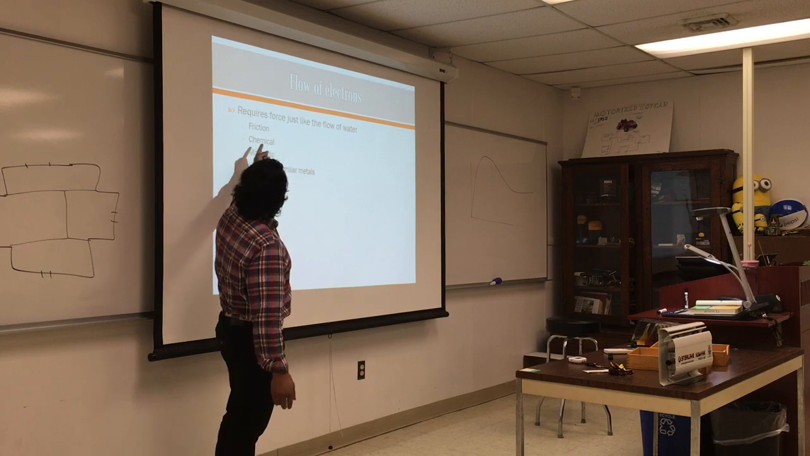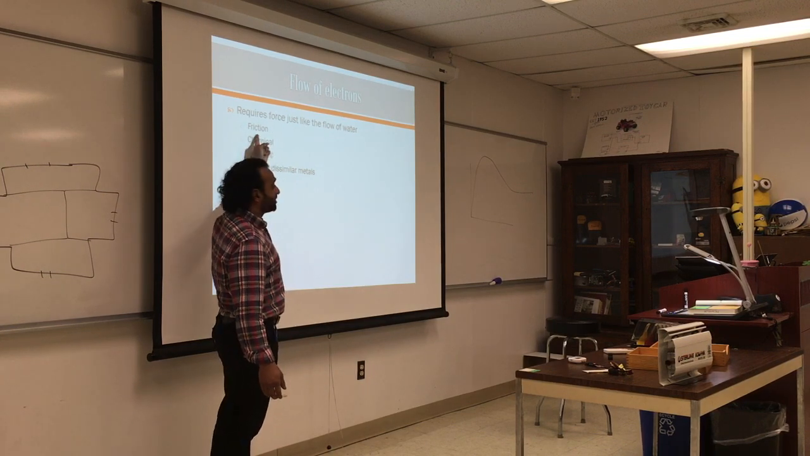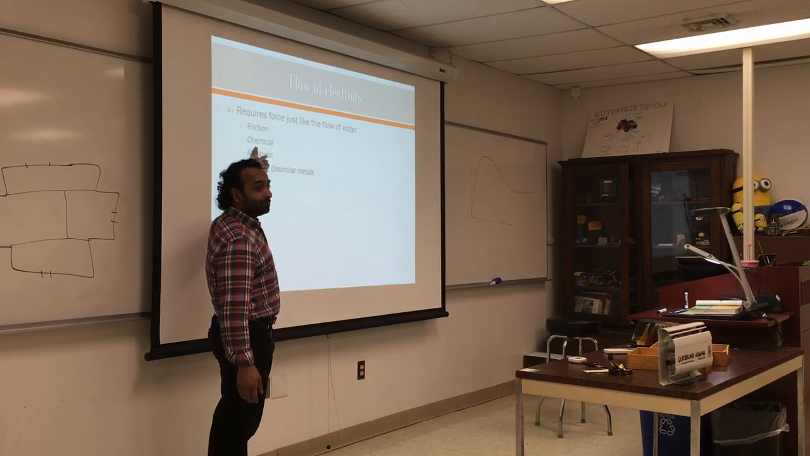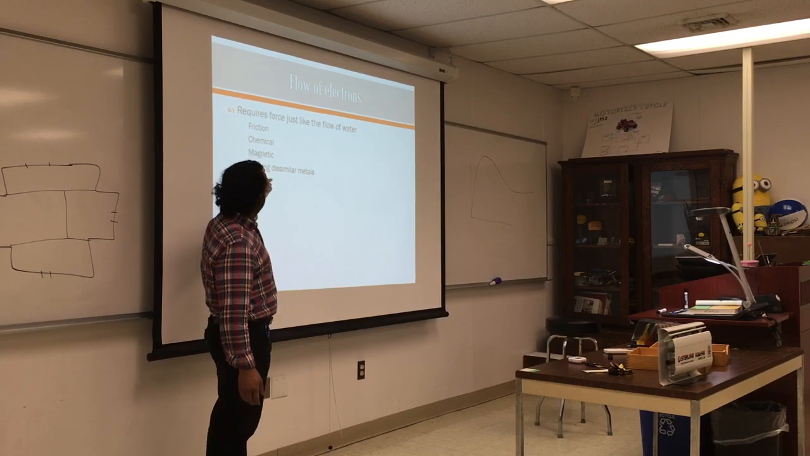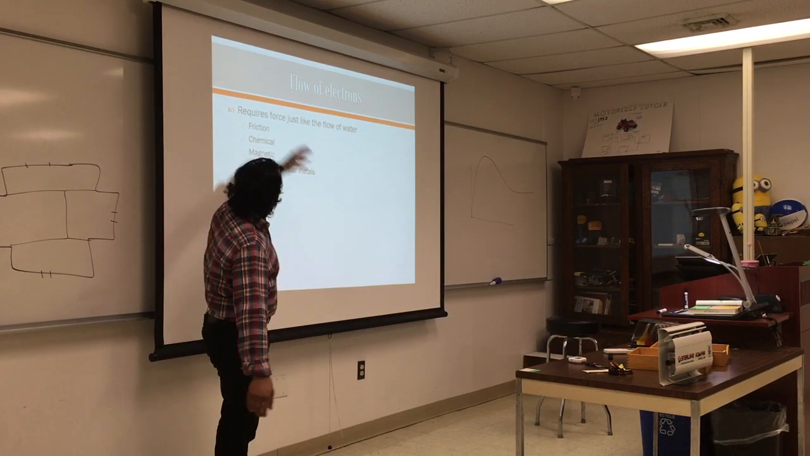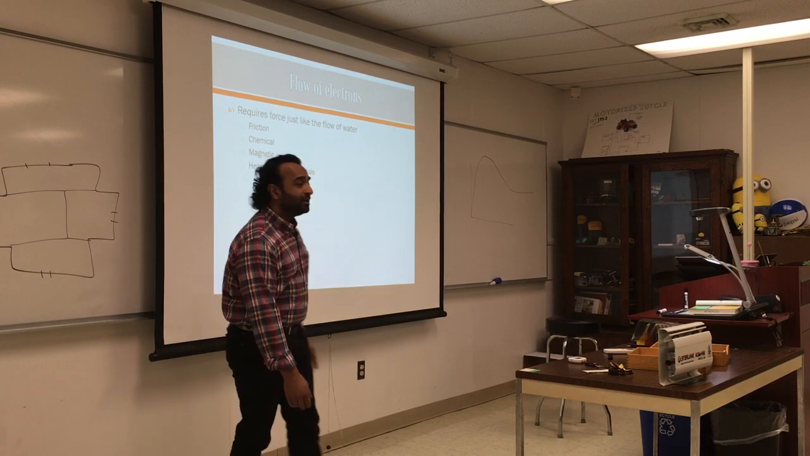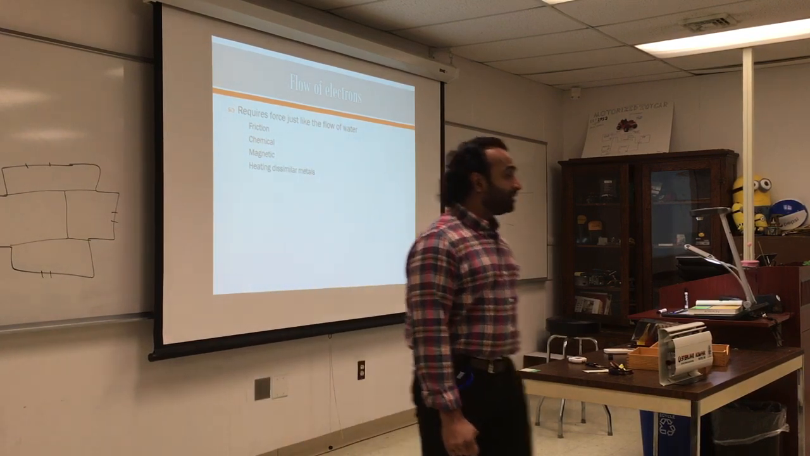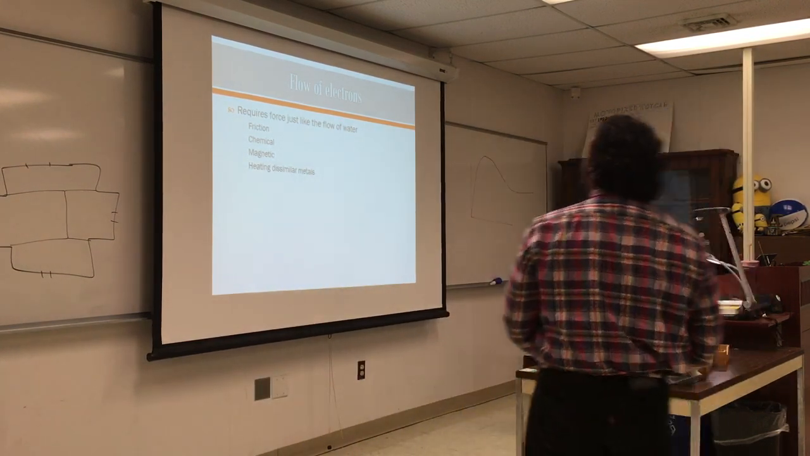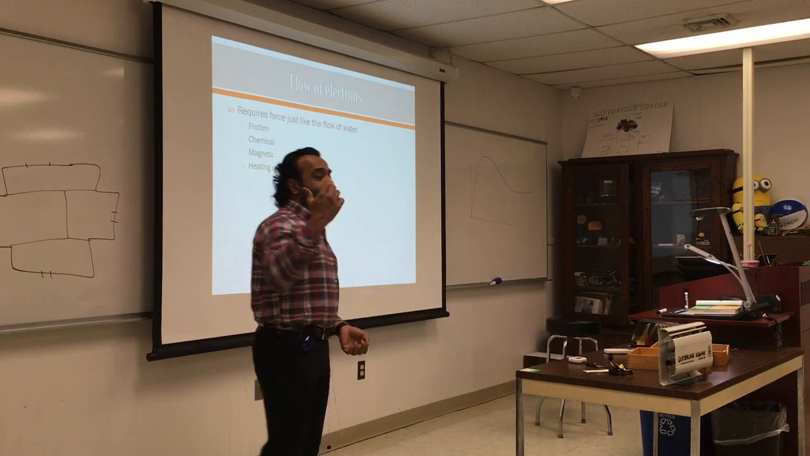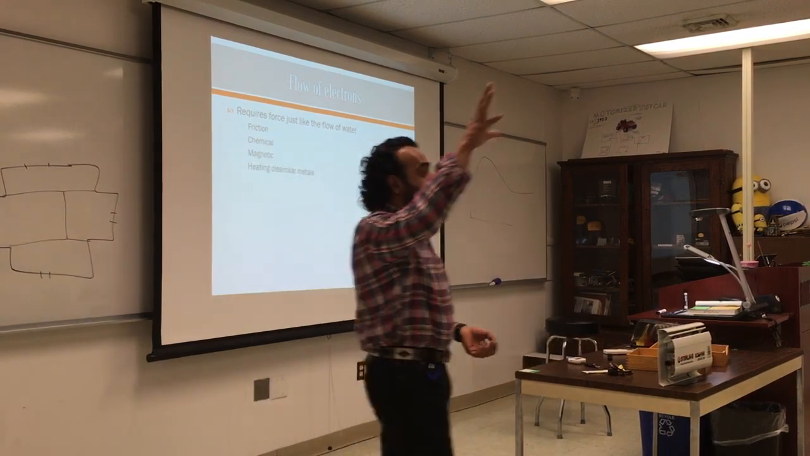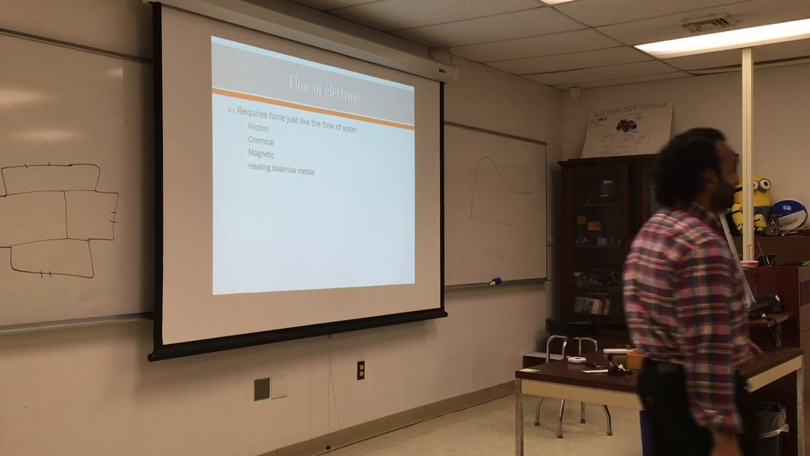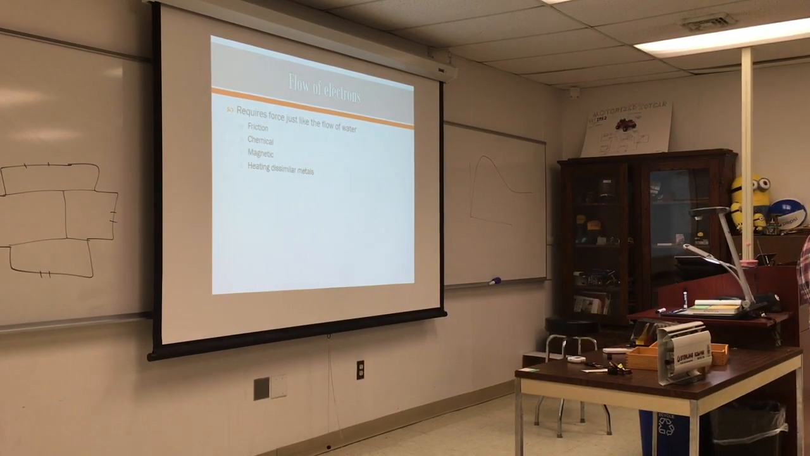Friction, the ways we can generate electricity: either by friction, chemical means, magnetic, and heating similar metal. These are the 4 ways where we can make current or make electricity. So friction, remember when you have a balloon and you rub it through your hair and it sticks a little bit?